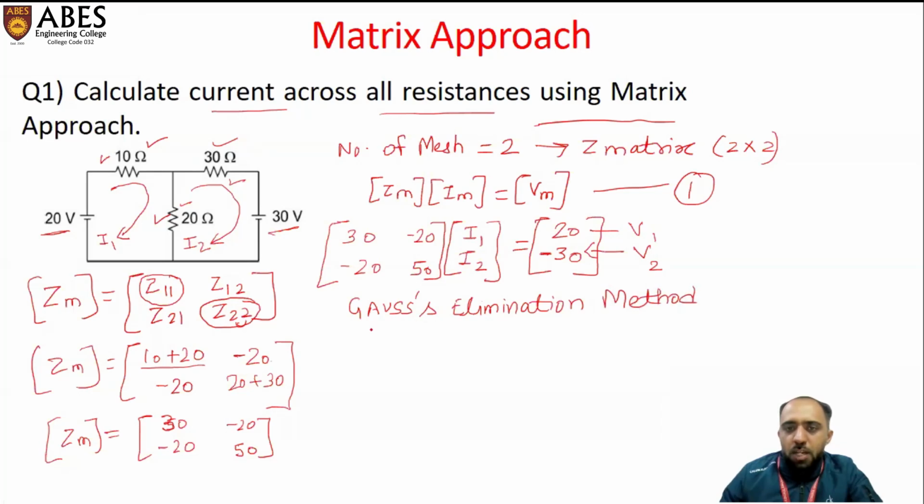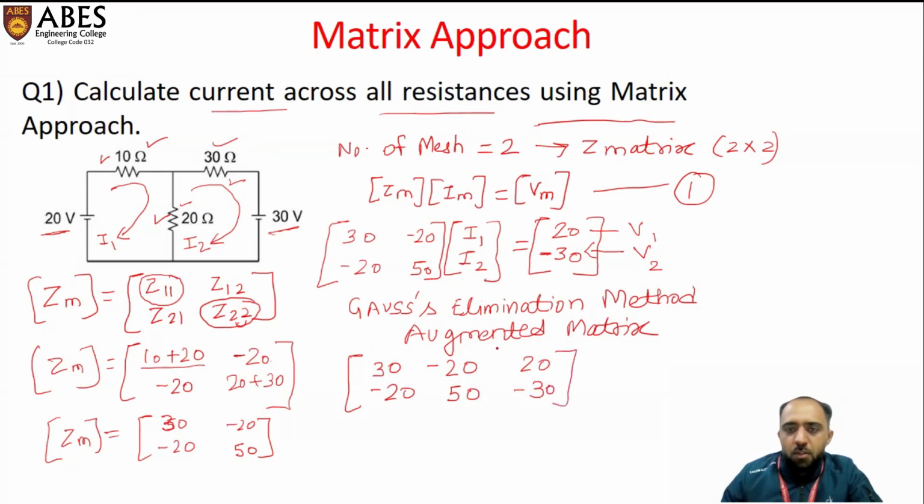You need to write the augmented matrix. I'm writing it here: 30, minus 20, minus 20, 50, 20, minus 30. This is the augmented matrix.